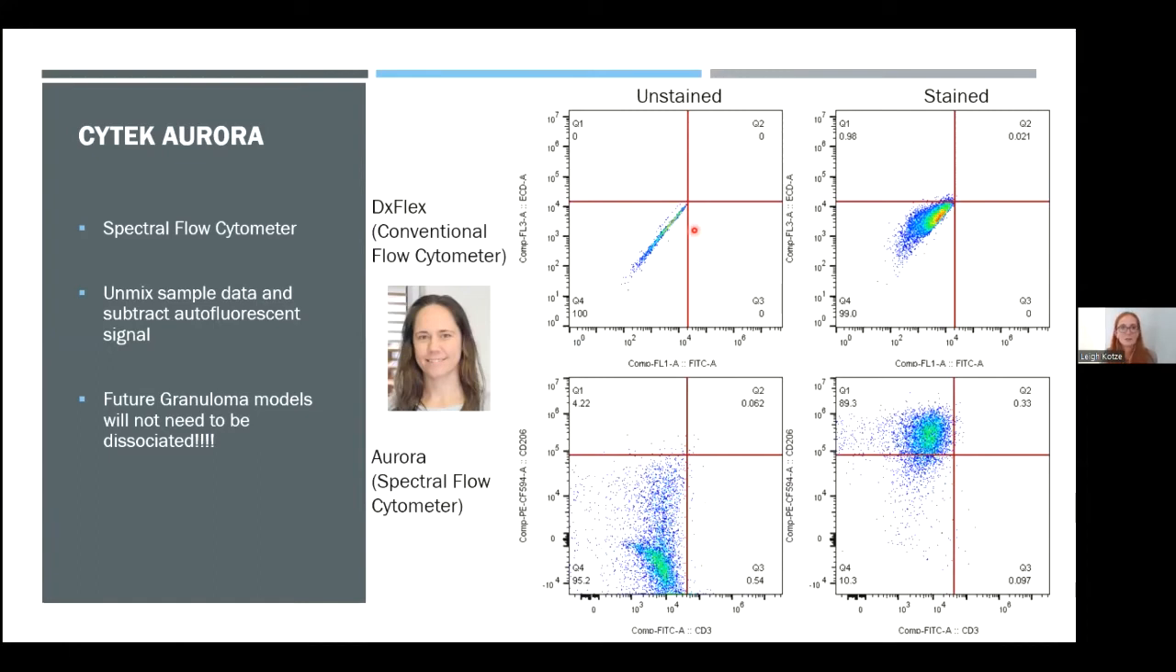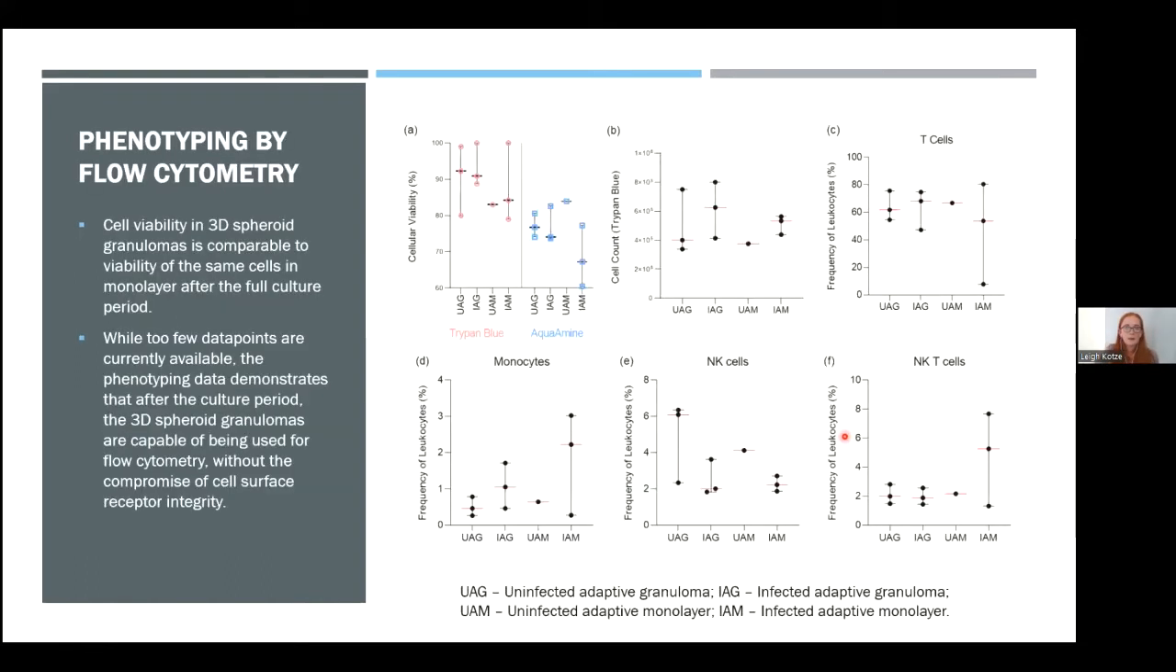And this is just a demonstration that Andrea Brickmead did from our lab, demonstrating using a conventional flow cytometer how one really struggles to obtain any true signal compared to the spectral flow cytometer after unmixing and subtraction of the autofluorescence signal. We can really nicely tease out the true fluorescence that is happening. Because we hadn't acquired the spectral flow cytometer at that point, we had to remove the macrophages from our granuloma structures and then run flow cytometry on the lymphocytes and other myeloid populations.